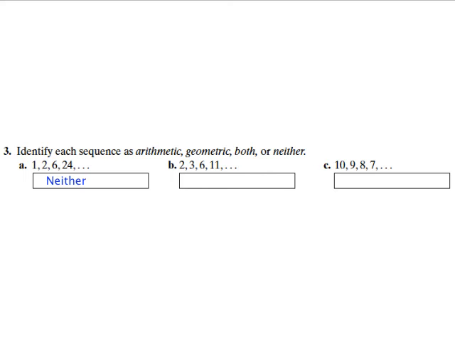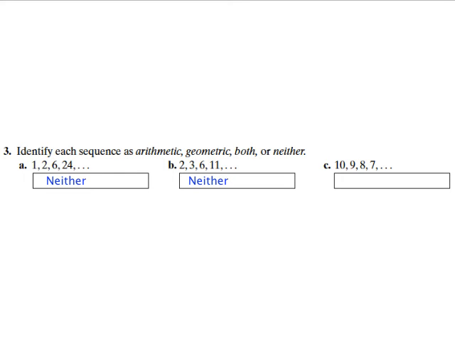For 1b, we have 2, 3, 6, and 11. To go from 2 to 3, we are adding 1. To go from 3 to 6, we add 3. To go from 6 to 11, we're adding 5. So again, there's definitely a pattern there. We're adding odd numbers and increasing that, but it's neither arithmetic nor geometric because we're not adding the same number every time.